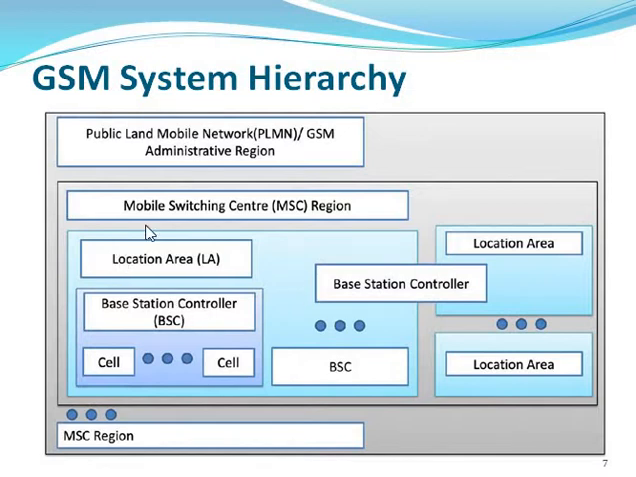We can show the mobile switching center occupies a number of location areas. In the location area, we can show these diagrams. In a location area, there is a minimum of one base station controller. A base station also occupies a number of cells in a group. So one cell in a group is connected to the base station. This is also connected to the base station.